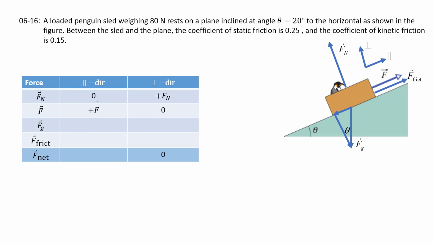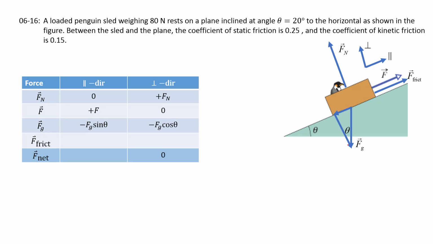As I said, for the force of gravity, we had to do a little bit of work. The parallel component is that one there. That's the opposite side to the angle, so that's going to be the sine of theta. In fact, it's Fg times the sine of theta with the negative sign in front of it. And similarly, the perpendicular component is the adjacent side, so that's the cosine of theta.